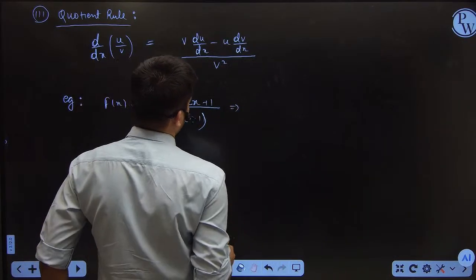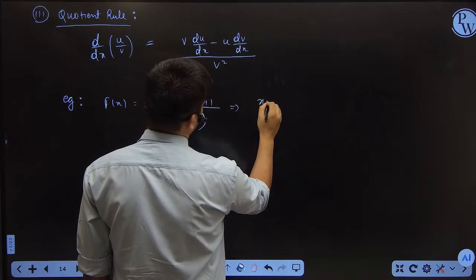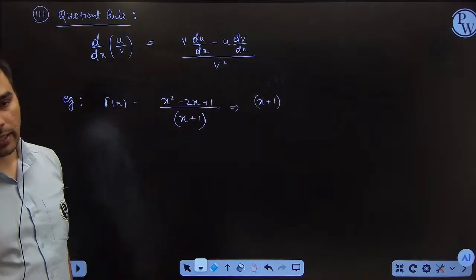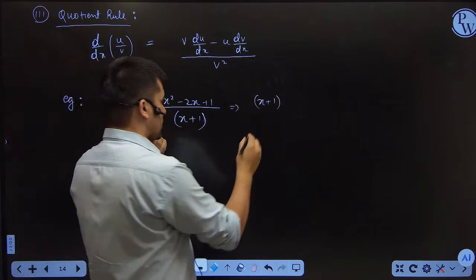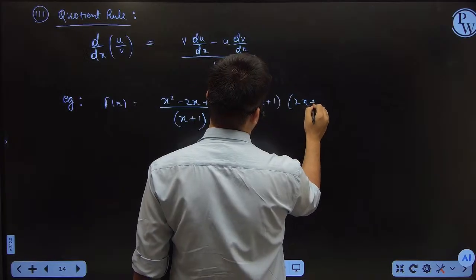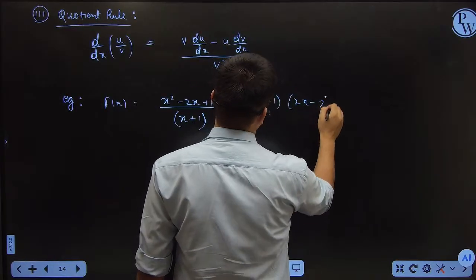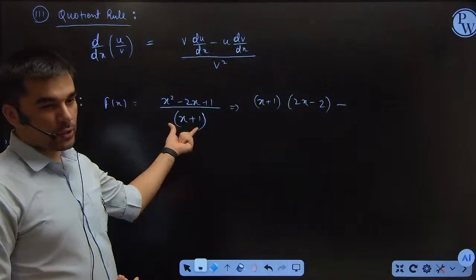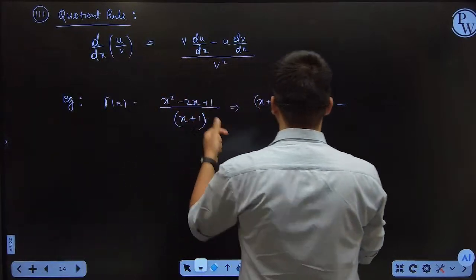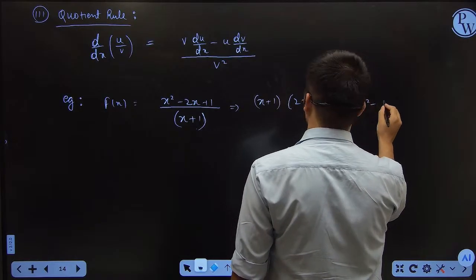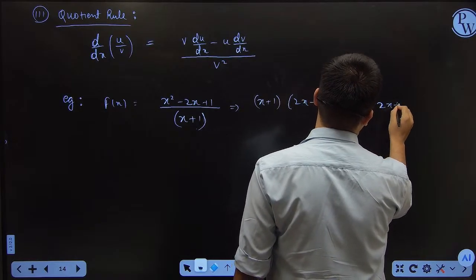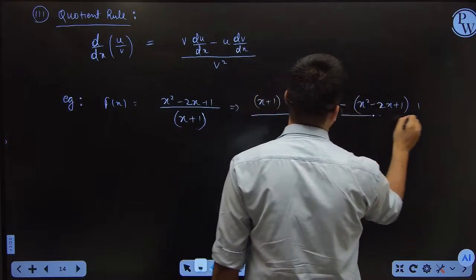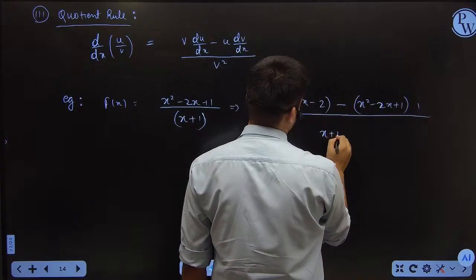So what's the derivative? Tell me. We have to leave x plus 1 out. x square minus 2x plus 1, what's the derivative of that? 2x minus 2 is going to be the derivative. Then minus, now I'm going to leave out this function, differentiate this function. So if I leave out x square minus 2x plus 1, x plus 1 derivative is going to be 1, whole divided by x plus 1 whole square.